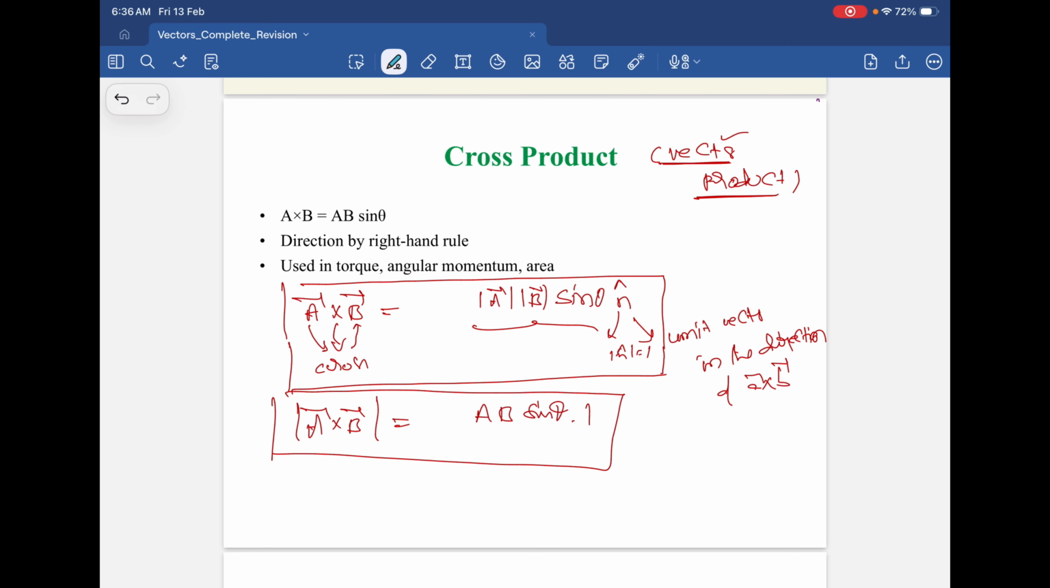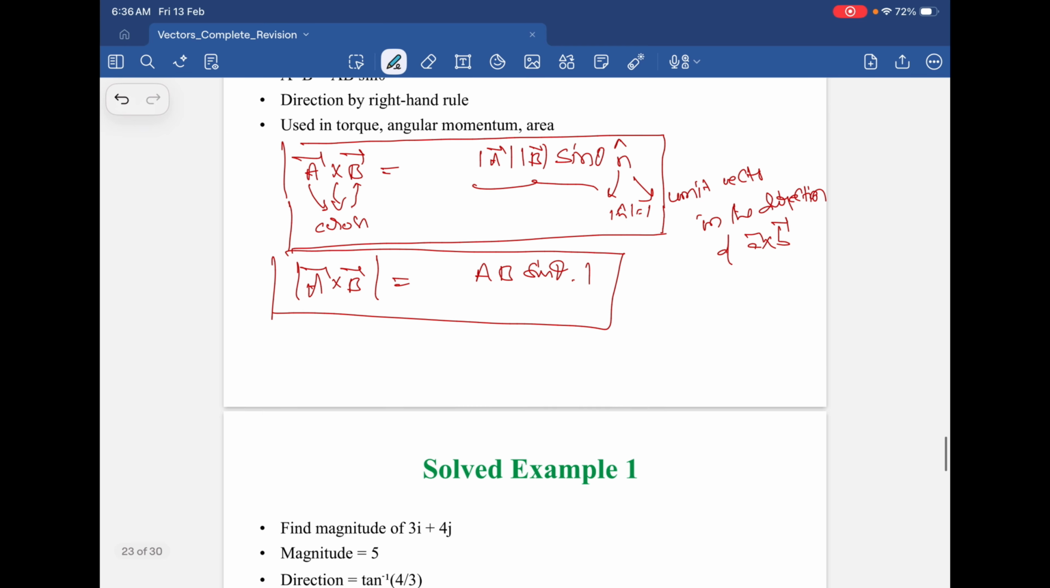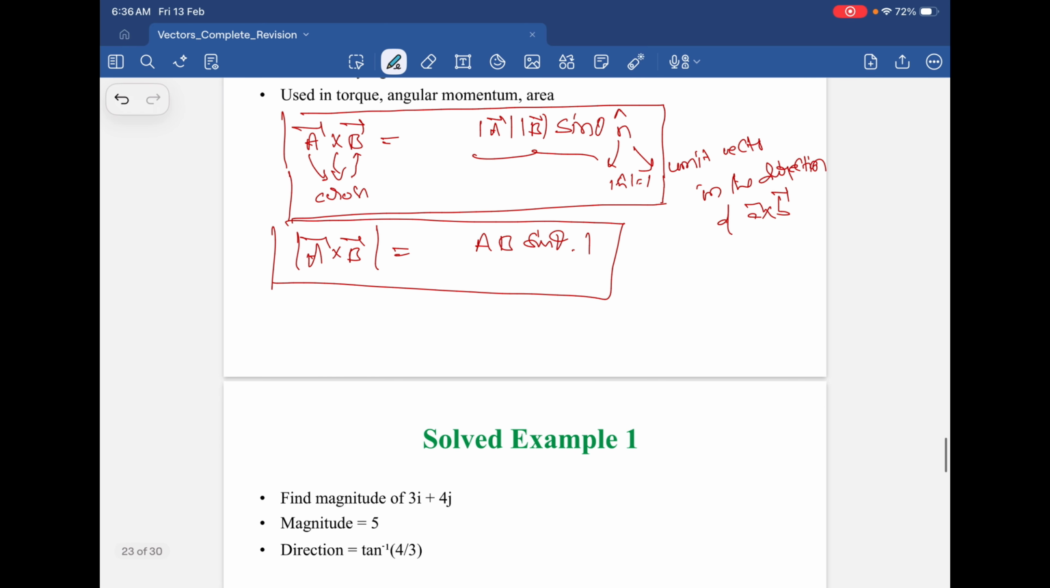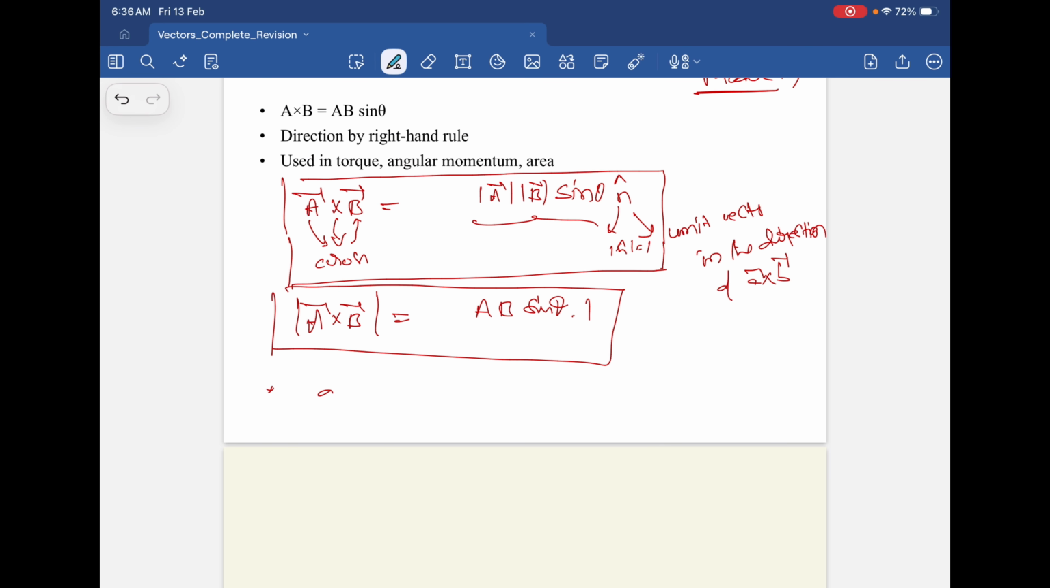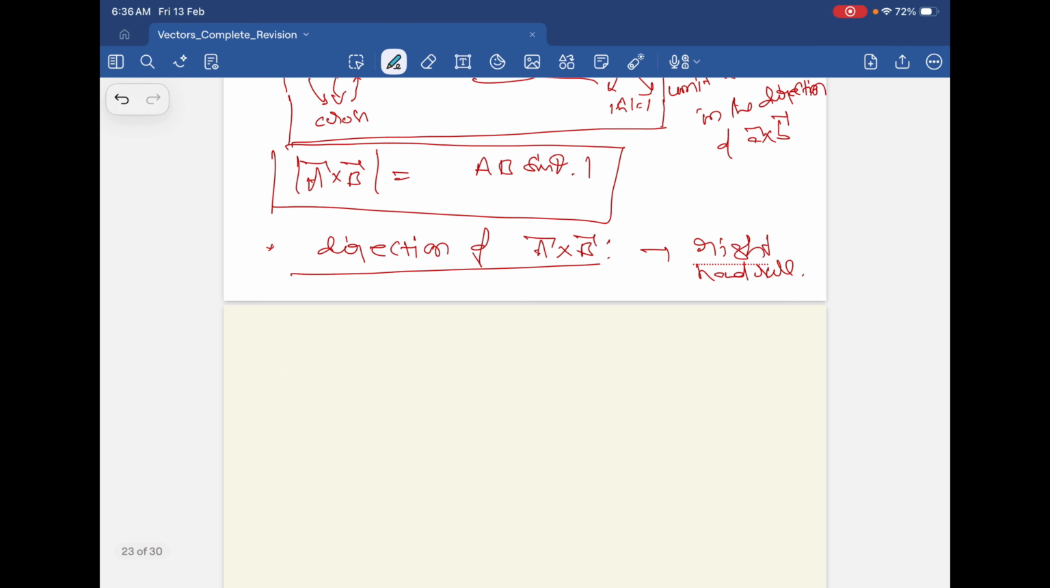Right. So after this magnitude, we have to talk about the direction. Why? Because we are defining it as a vector. Yes or no? So the direction is given by the right hand rule, students. Direction of A bar cross B bar is given by the right hand rule. Very simple. Okay, all of you take your right hand and stretch the fingers. Look at me first, I will explain here.